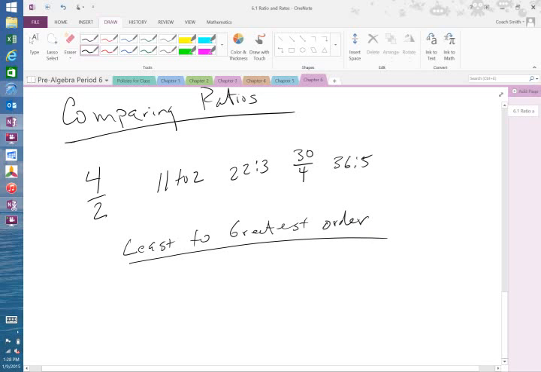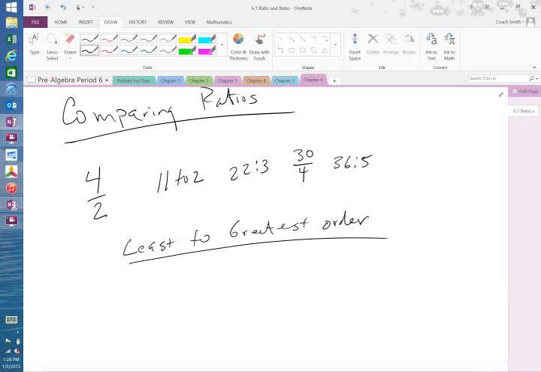Okay, first thing we need to do is use common sense. Some of you are going to struggle in that area. Least to greatest, obviously 4 over 2. 4 over 2 is what as a whole number? 2. Okay. So 4 over 2 is 2.